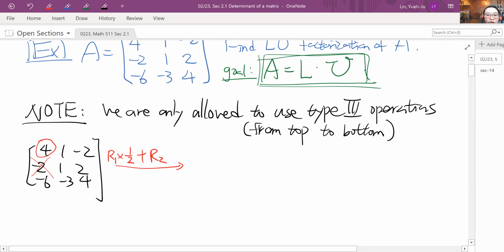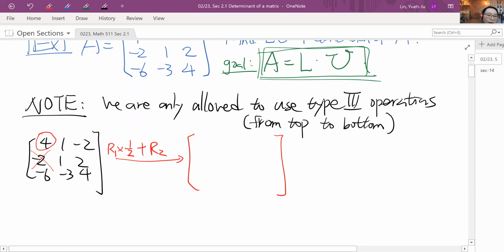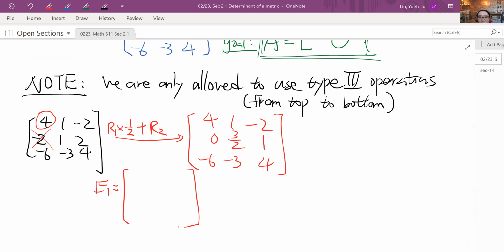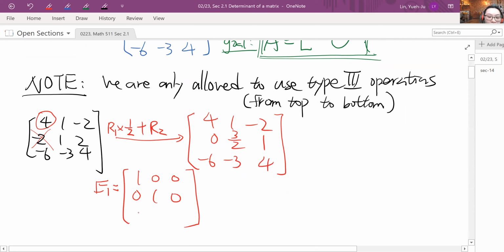So basically, this is what we're going to do. I want to stick with just type 3. Of course, if you do that, you might create some fractional numbers, but it should not be too bad. Once you do that, as I mentioned last time, you want to keep track of the action you just did. So I want to write a corresponding elementary matrix to represent the action. How do you get the elementary matrix? You start from the identity, but you do this particular action to the identity matrix. So you multiply 1/2 and add it to row 2. You can see that this would be your first elementary matrix.